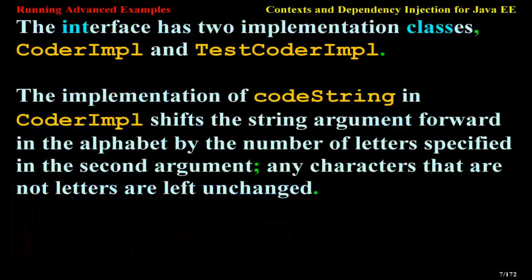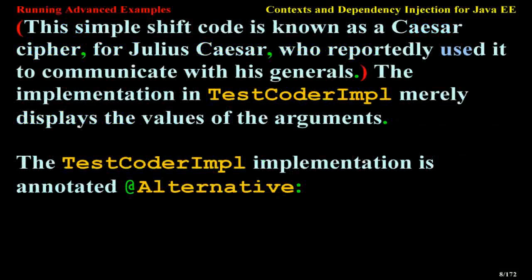The implementation of codeString in CoderImpl shifts the string argument forward in the alphabet by the number of letters specified in the second argument. Any characters that are not letters are left unchanged. This simple shift code is known as a Caesar cipher, for Julius Caesar, who reportedly used it to communicate with his generals. The implementation in TestCoderImpl merely displays the values of the arguments.